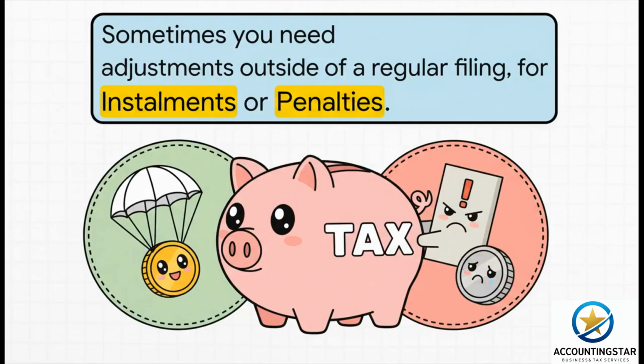Bookkeeping isn't always as neat as just filing and paying. Sometimes you make prepayments to the government, which are called installments. And then, well, sometimes you might get hit with interest or a penalty. Both of these situations require you to make a manual adjustment in QuickBooks.